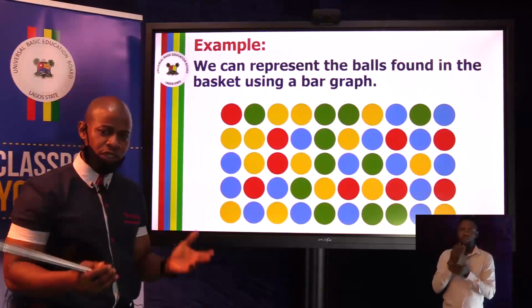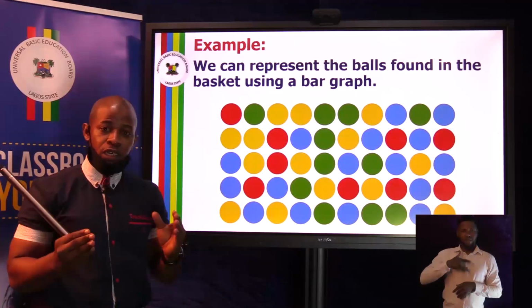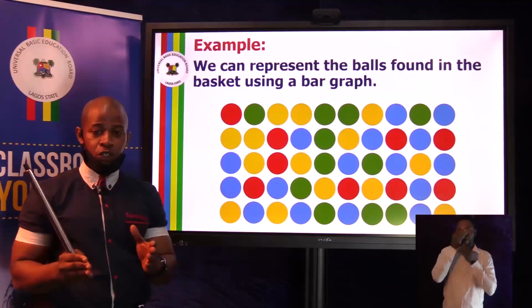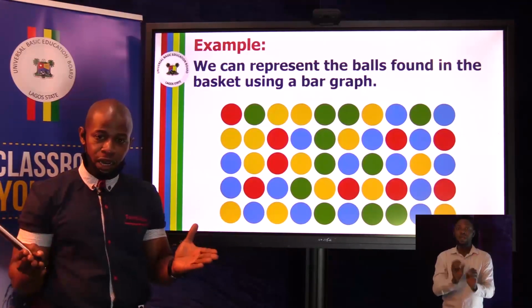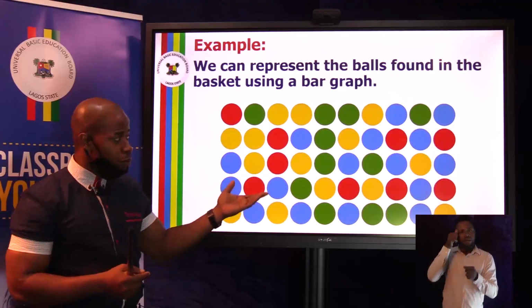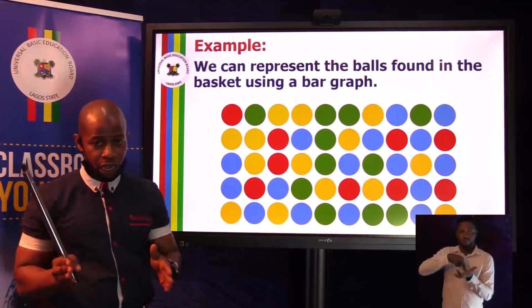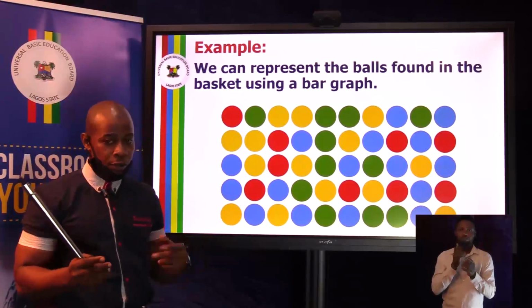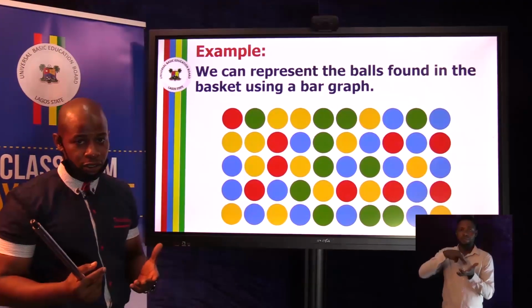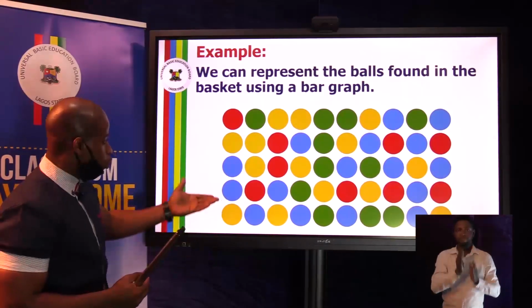Let's take a look at some examples, because our motive is to be able to represent information in a way that is clear for everybody to understand. Remember that set of balls from yesterday? We were able to represent it using the tally diagram. Now we're going to try and represent it using a bar graph. So we'll go again.